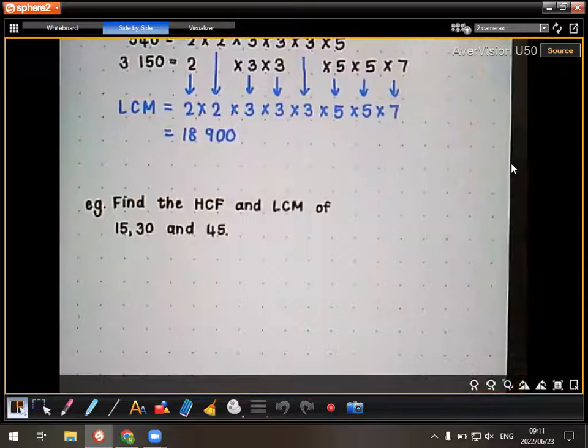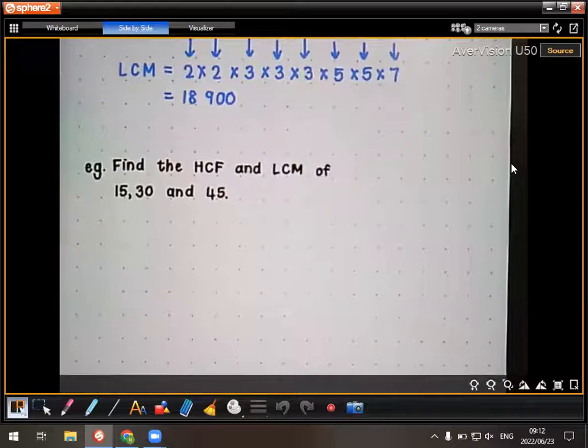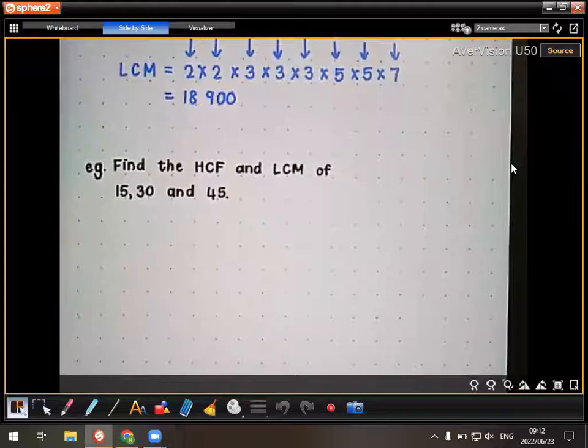And this is a simple one, just to go through all the steps again, and then we're going to do one that is a little bit more complicated. Find the HCF and LCM of 15, 30, and 45. You might even be able to do this in your head, okay, but I want us just to practice the method.